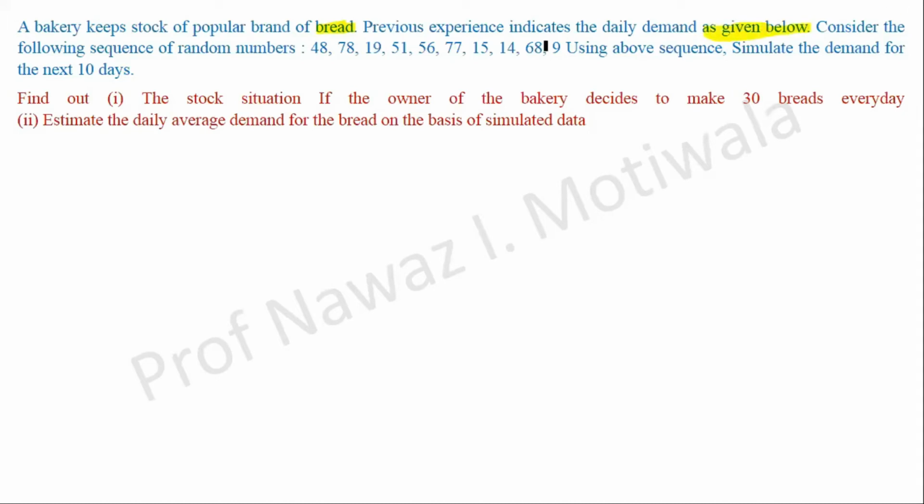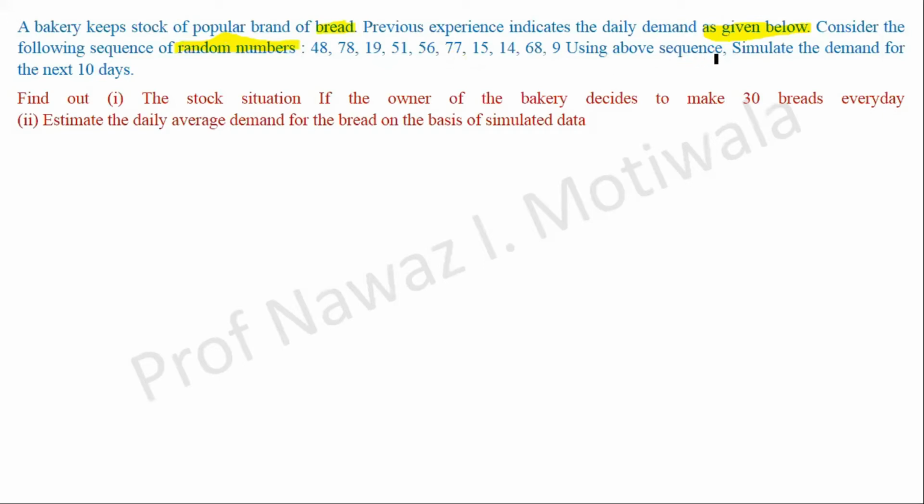Consider the following sequence of random numbers. These are numbers which are randomly assigned, and this technique which we will be using in solving simulation problems is known as the Monte Carlo technique of random numbers. This is the concept which we'll be using for solving simulation problems. So the random numbers given are 48, 78, 19. We will see how to use these random numbers.